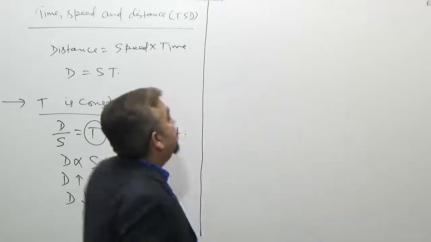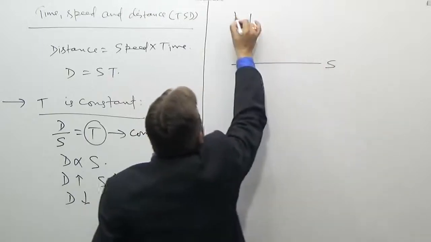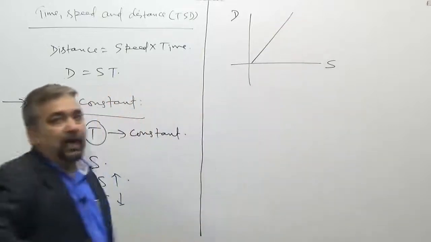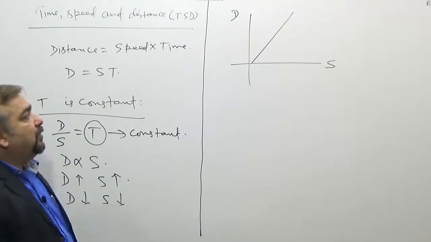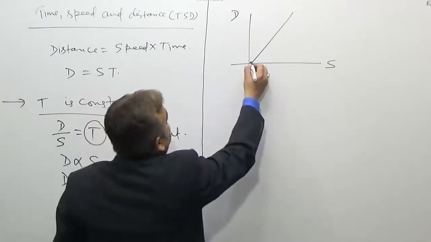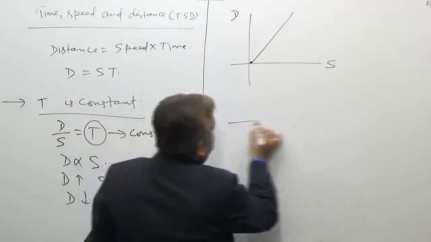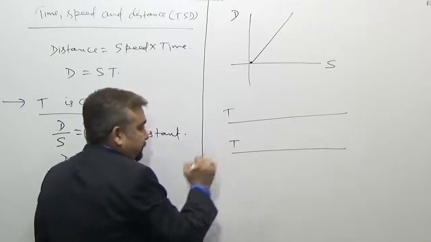Now what happens if you draw the graph? Suppose this is speed, this is distance. Again, the graph will be rising from left to right. Now, ratio. Suppose two cars are moving for the same time.